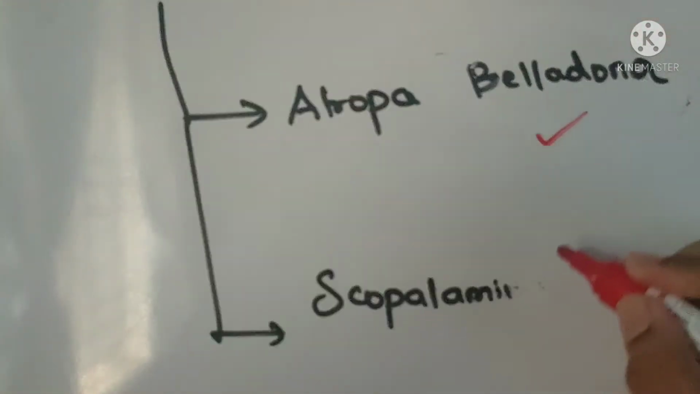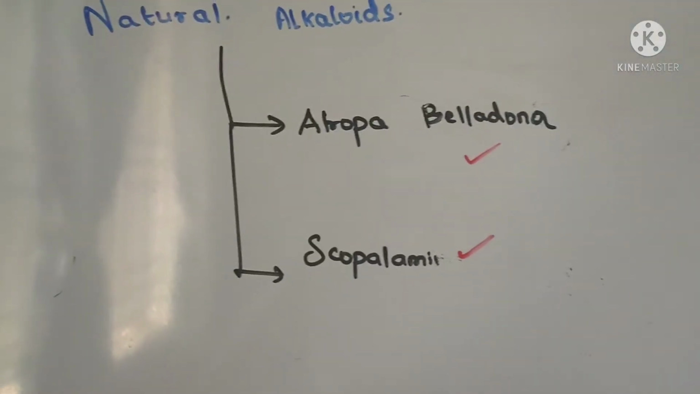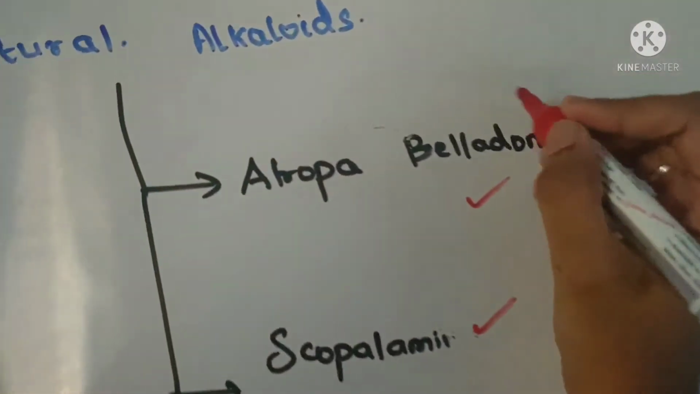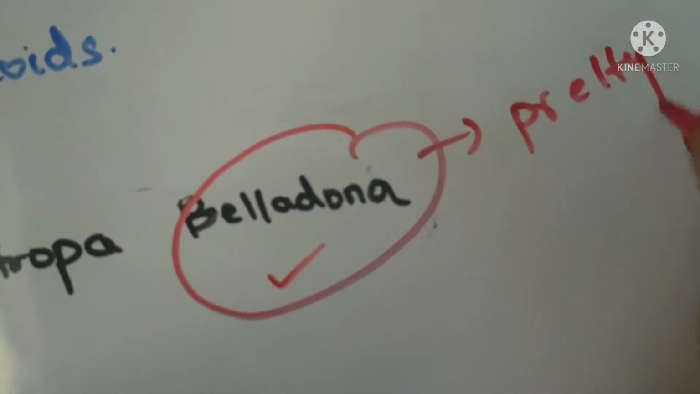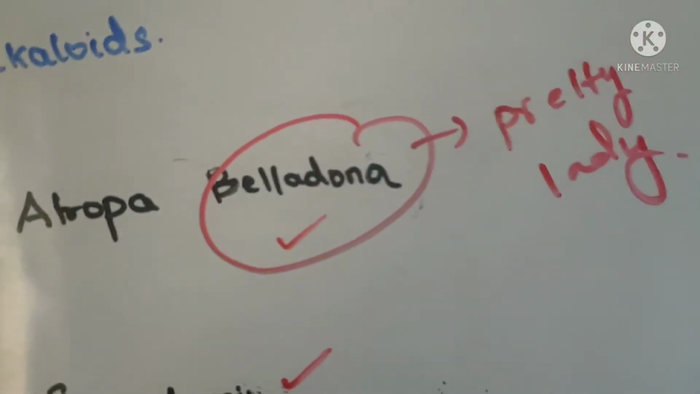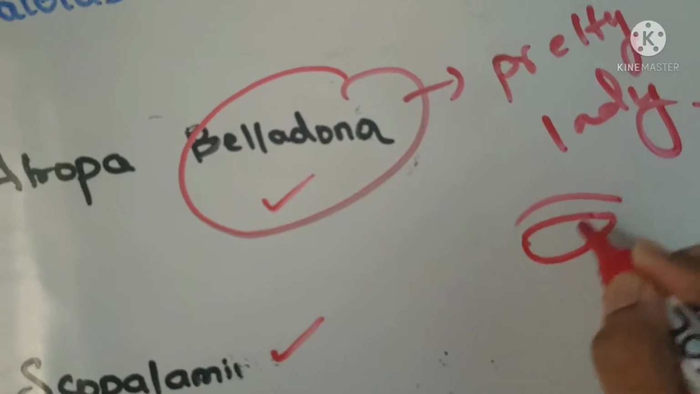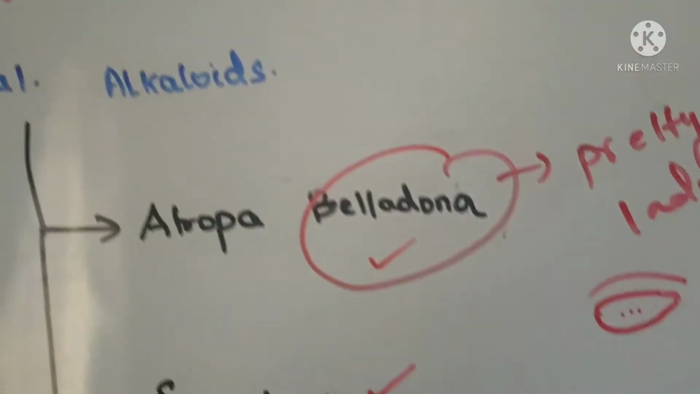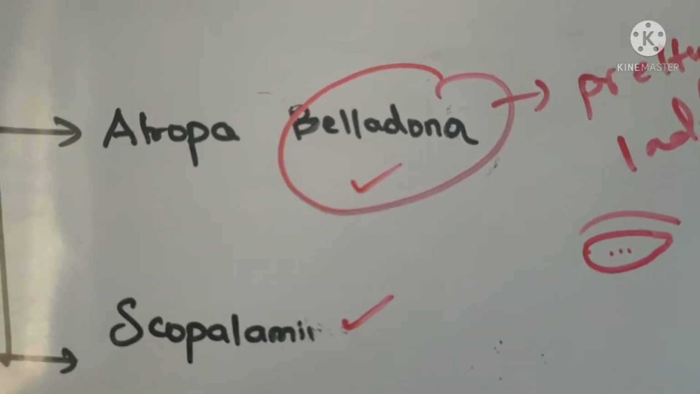Atropine and scopolamine are usually obtained from certain plants like the Atropa belladonna plant and the datura plant. The interesting fact is that belladonna means a pretty lady. You can remember this so that you can remember its function. In ancient times, ladies used this Atropa belladonna extract to dilate the pupil, which makes the eyes look bigger.